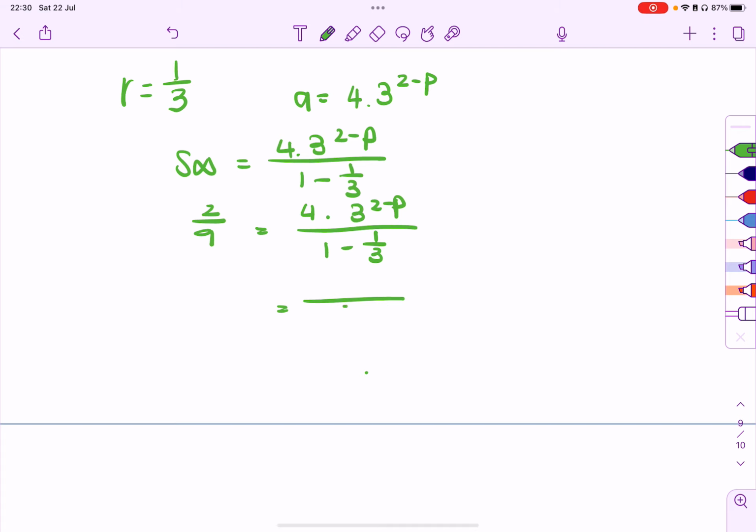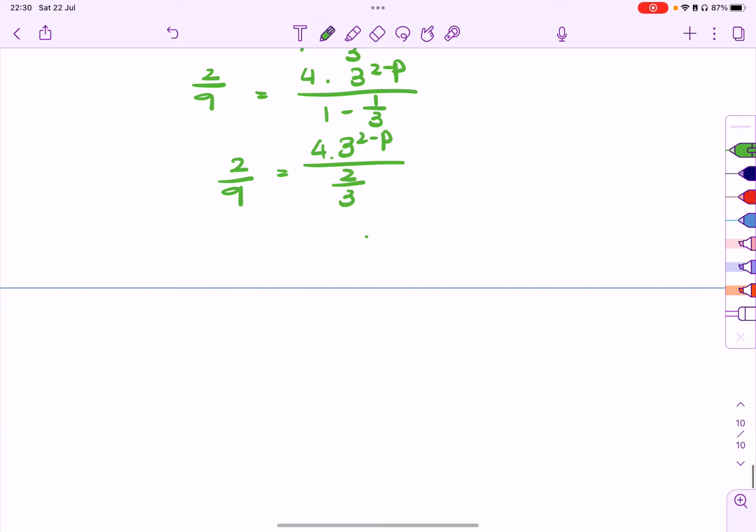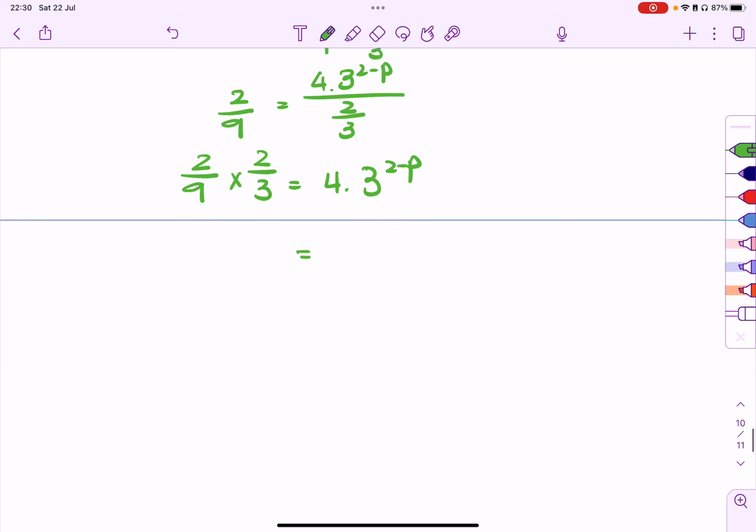Okay, 1 minus 1/3 is 2/3. So this is being divided by 2/3, so we just times it by 2/3. Because we want to isolate this p, right? So we just want to get rid of everything on the side of the p. So that should give us 4/27.